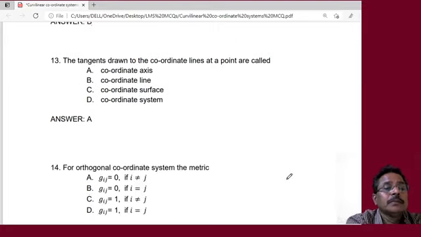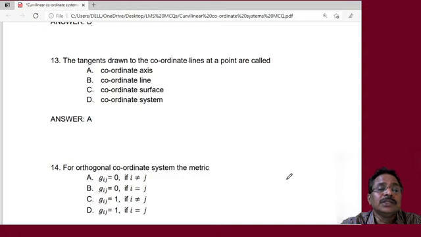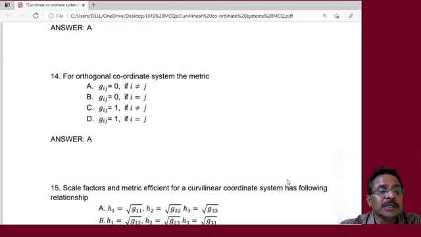Okay, now let's go to question number 13. You have seen question number 12. Question number 13. The tangents drawn to the coordinate lines at a point are called coordinate axis, coordinate lines, coordinate surfaces, and D is the coordinate system. From our definitions, it is very easy to answer this question. The tangents drawn to the coordinate lines at a point are called coordinate axes. So for question number 13, A is the correct answer given here.